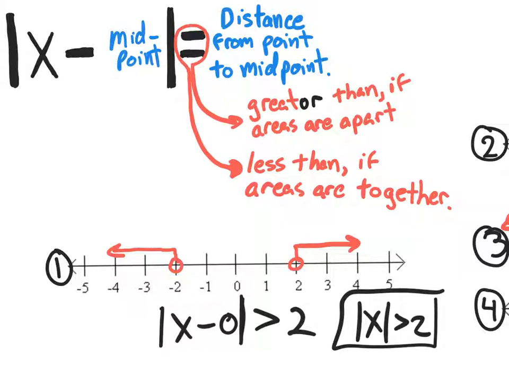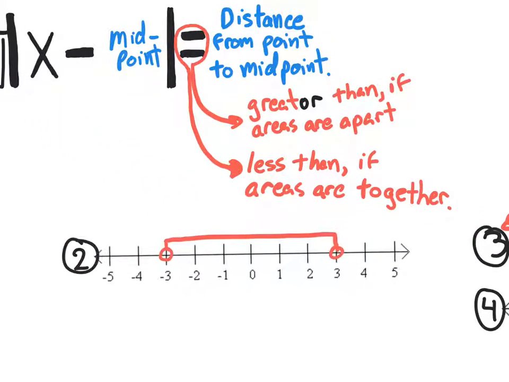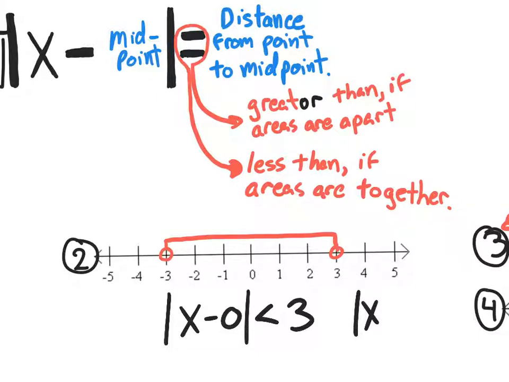Let's try another. Don't feel that you have to copy all these down, but do feel that you need to understand them all. Here we go, number 2. Again, the midpoint is 0. On your homework, all 3 questions, the midpoint is 0. So what am I going to write? The absolute value of x minus what? Minus 0. Is it greater than or less than? Less than the distance from the point to the midpoint. What's the distance? 3. So your final simplified absolute value inequality is just going to be the absolute value of x is less than 3.